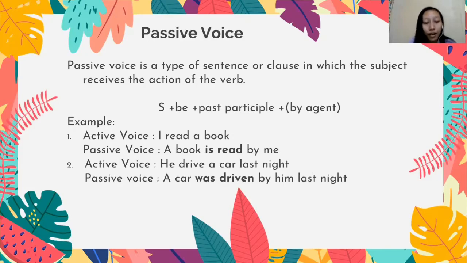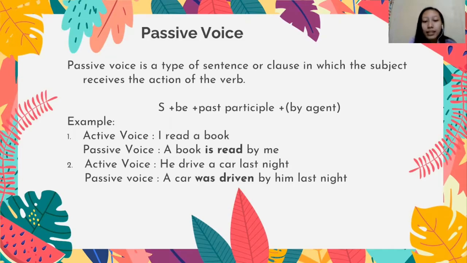Example, first, active voice, I read a book. If changed to passive voice, it will be a book is read by me. Second, active voice, he drove a car last night. Passive voice, a car was driven by him last night.